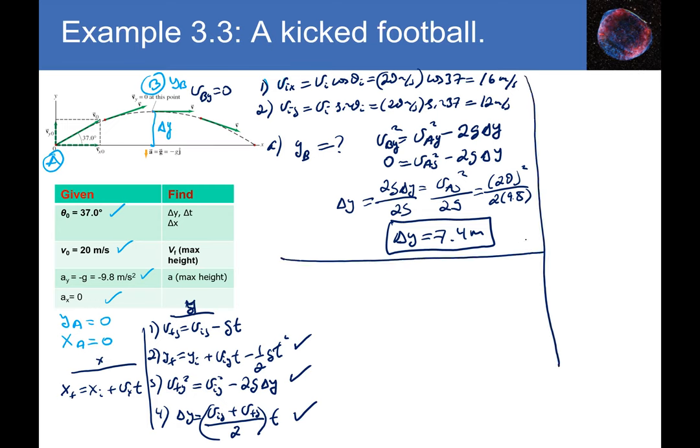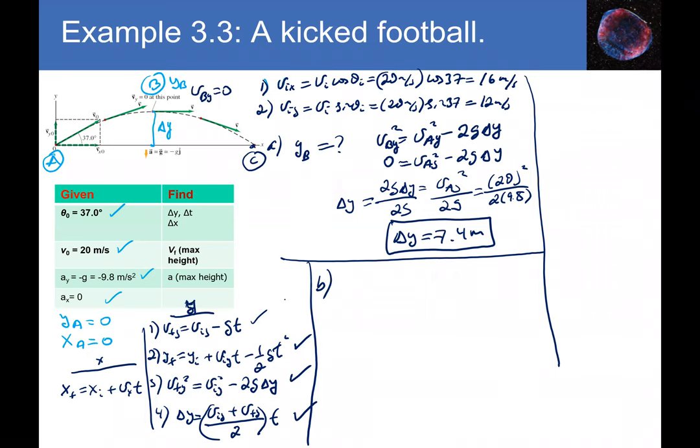All right, so that's part A. Here's part B, and part B is asking the time of travel before the football hits the ground. So I'm going to take this one and call this point C. I want to know how long it takes for the ball to go from A to C. There are a number of ways we can do this. I can take equation 1 and find the time it takes to go from A to B, which is very easy to do, and then because A and C have the same vertical positions, I can double that.